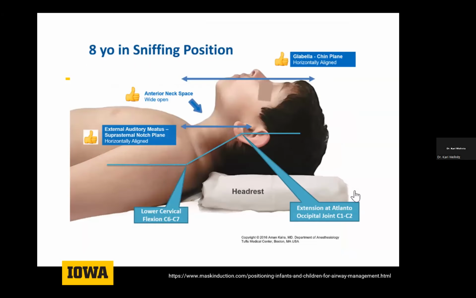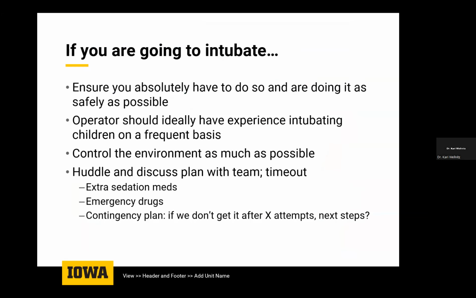And then this is just another example of doing this for a kid. A lot of times you don't necessarily need to have that shoulder roll in older children who have less of a large head size. And so depending on whether your scope of practice includes intubation or doing a supraglottic airway, if it's something that you are going to do, make sure that's something that you absolutely have to do, and that you can do it in as safe a fashion as possible.